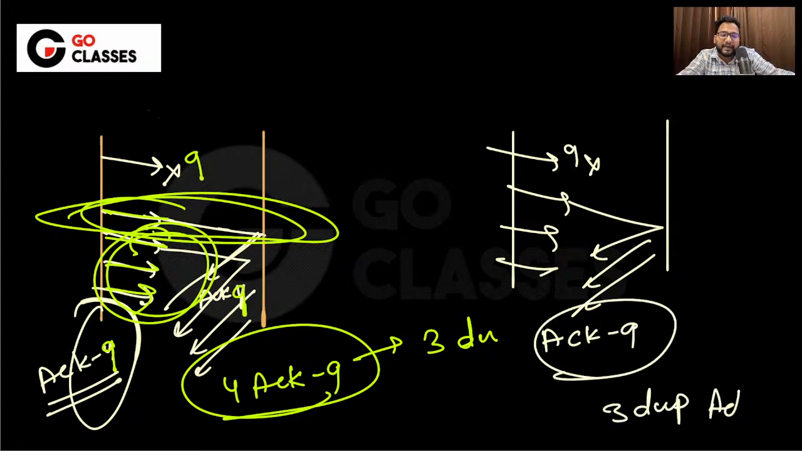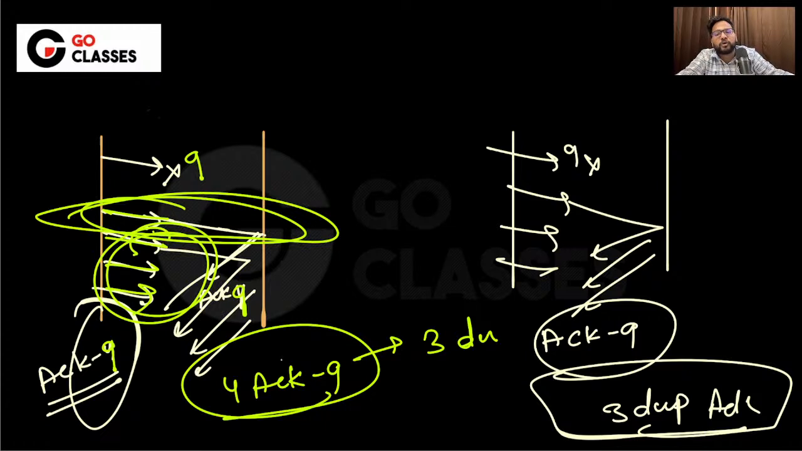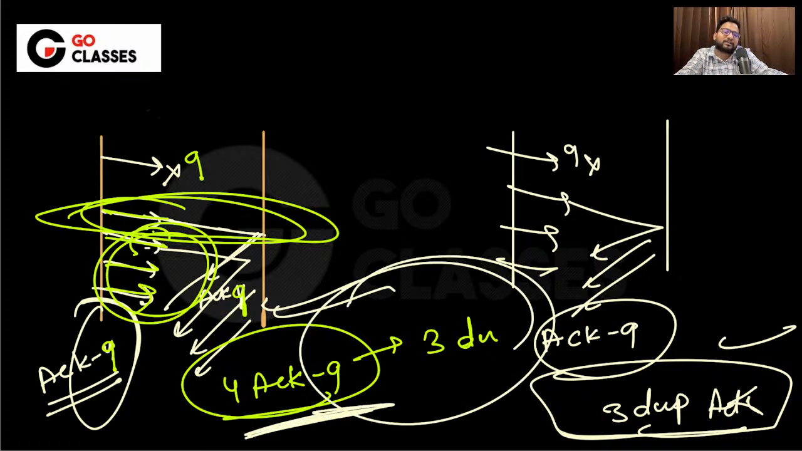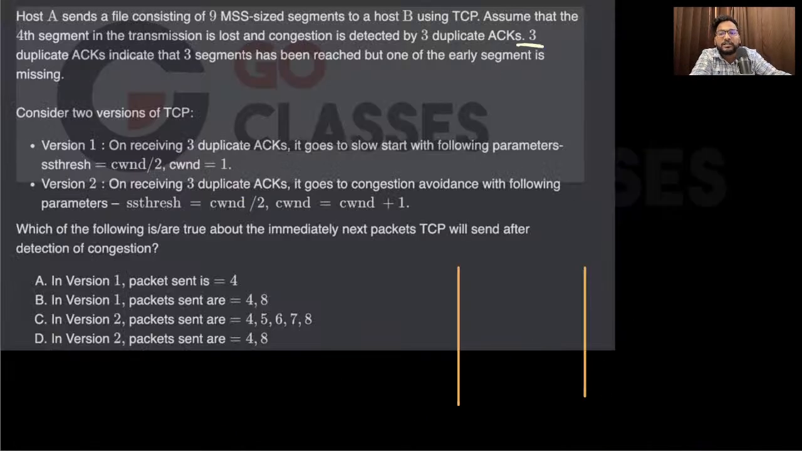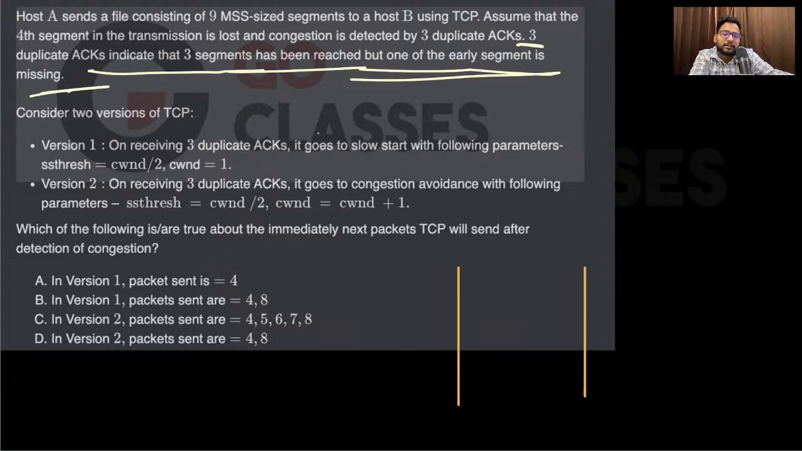Okay, but that has to be defined, because that depends on university to university, convention to convention, book to book. Some books have 4 ACKs, saying these are the 3 duplicate ACKs because one was the original and 3 are the duplicates, and some people say directly 3 duplicate. So basically they have defined in the question that 3 duplicate ACKs indicate 3 segments have been received and one of the early segments is missing.